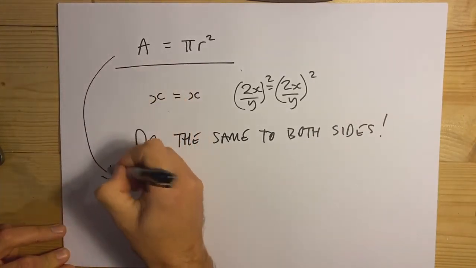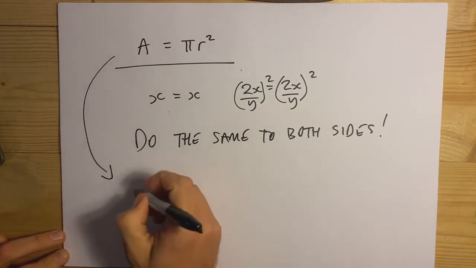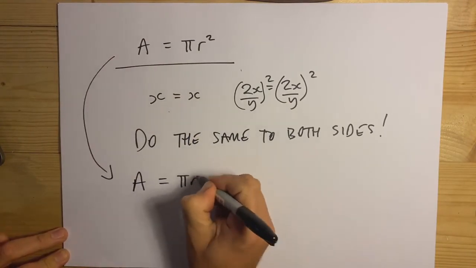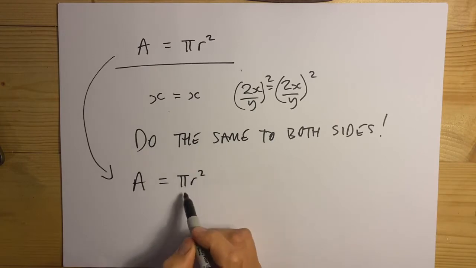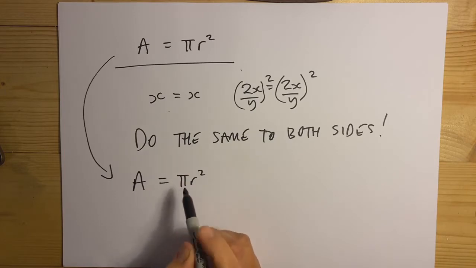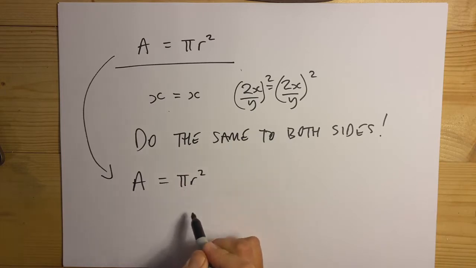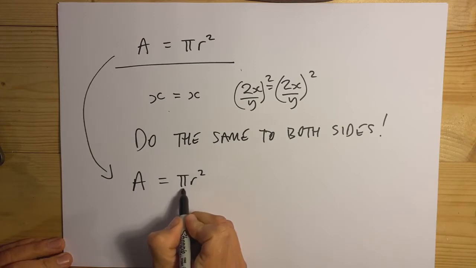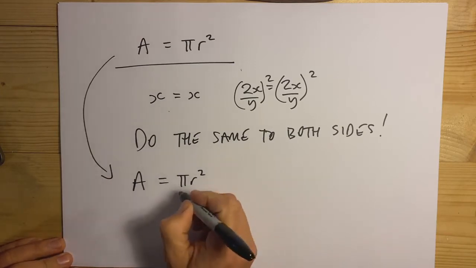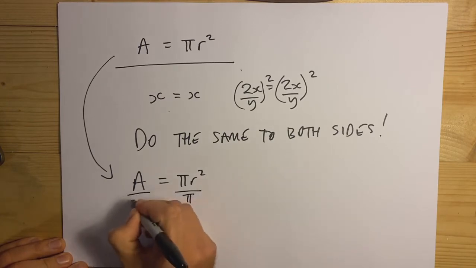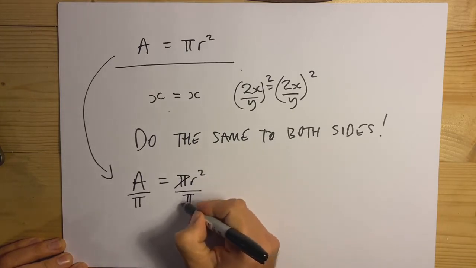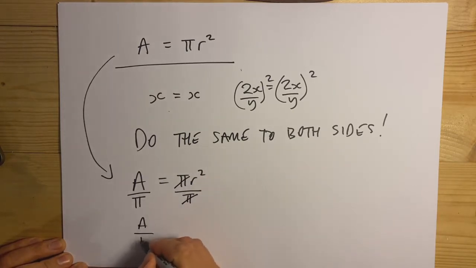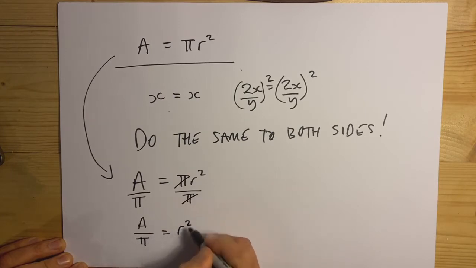Okay, let's come back to this example with the area. Let's write it out again: A equals pi r squared. Now we want to start getting the r by itself. The first thing we can do is get rid of this pi. So this is pi times r squared on this side. If we divide this side by pi, then we get rid of the pi. It cancels out, it becomes 1. So let's divide both sides by pi, because remember, we have to do the same to both sides. So our pi's cancel out, and now we're left with a over pi equals r squared.